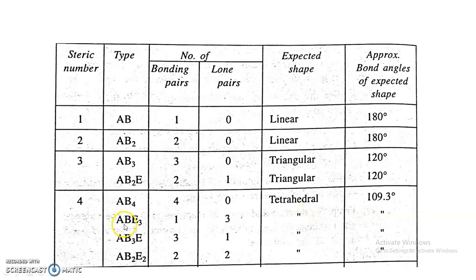Actually this will be a linear molecule. Then expected geometry is tetrahedral for all these. When the steric number is 4, expected geometry is tetrahedral. So when there is 1 lone pair and 3 bond pairs, expected geometry is tetrahedral, but actual geometry is distorted tetrahedral or trigonal pyramidal. If the type is AB2E2, it means A is attached to 2 atoms and there are 2 lone pairs, expected geometry will be tetrahedral because the steric number is 4.